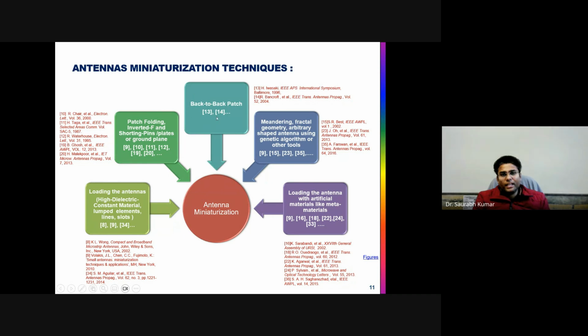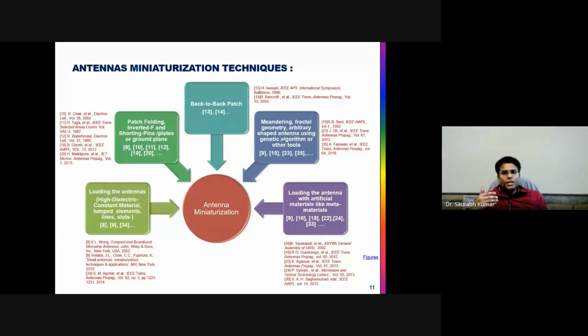Then another technique is the back-to-back patch. You know that the antenna size is limited because of its ground plane. So if the ground plane is replaced with another patch, you can reduce the overall dimension of your antenna. But it will lead to bidirectional radiation, and you will have an omnidirectional type of radiation pattern. Another technique is meandering, fractal geometry, and arbitrary shape antennas using some optimization algorithm.